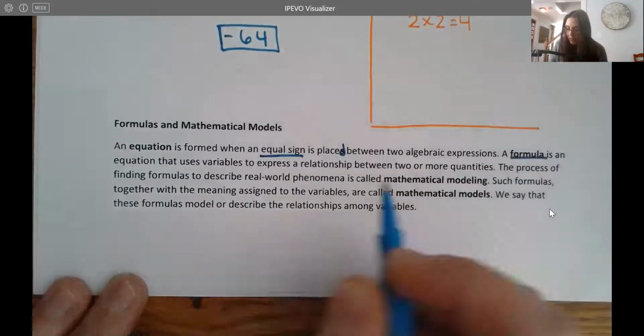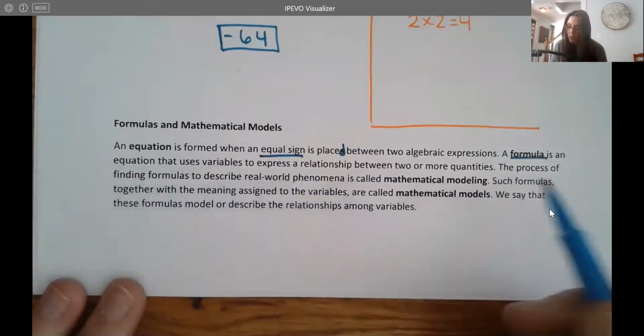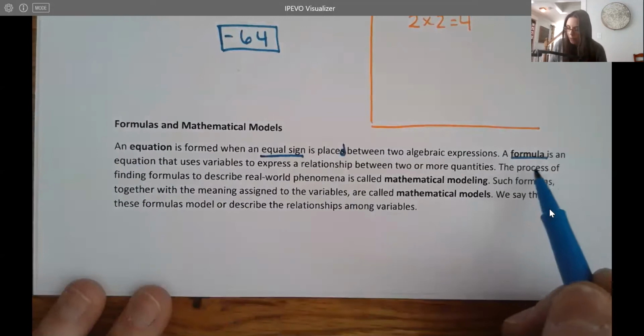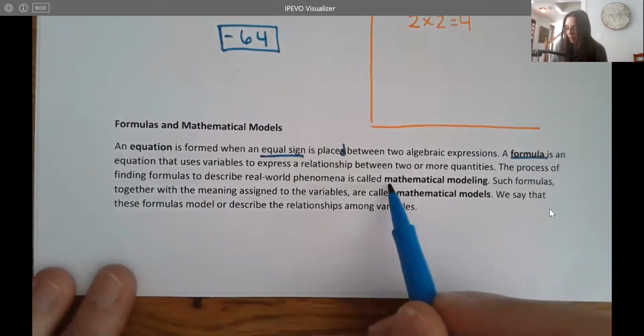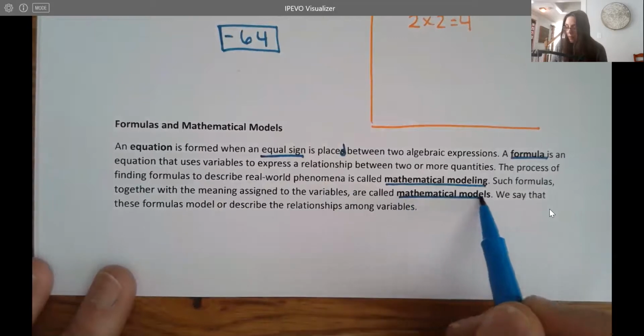A formula is an equation that uses variables to express relationship between two or more quantities. So a formula is just like an equation, it just usually has more real world meaning. Our equations do too, but a formula usually is very specific and shows a really specific relationship between multiple variables. The process of finding formulas to describe real world phenomena is called mathematical modeling. And such formulas together with the meaning assigned to the variables are called mathematical models.